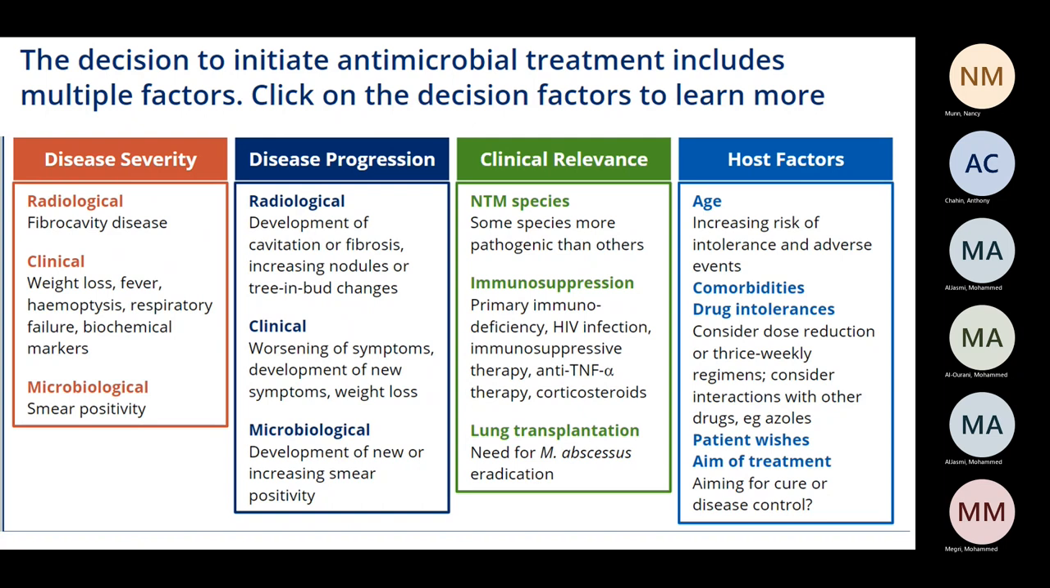Right. So the decision to treat, like I said, we have to factor several considerations. It might be the disease itself: what's showing on the X-ray, whether there is evidence of progression of nodules or cavities, what symptoms patients are having. The smear positivity is a very important consideration, whether to treat or not. And then you have to look at what type of species you are isolating, and whether patients are immunocompromised or have had a transplant, and that would be a stronger reason to consider treatment.